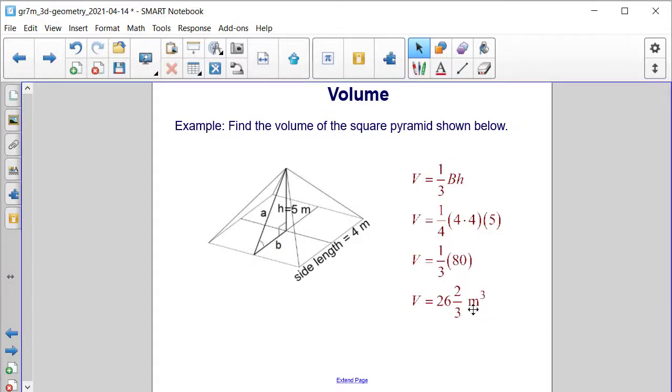And we can see through the work shown here that our solution of 26 and 2/3 cubic meters is indeed verified.